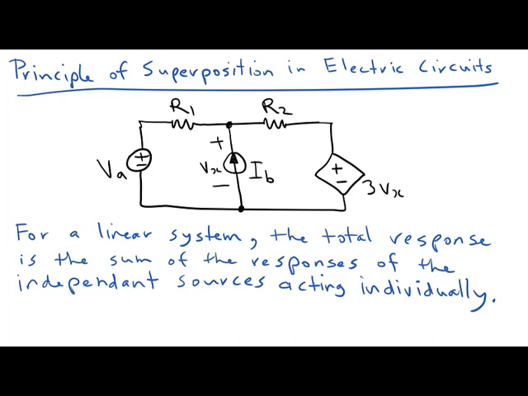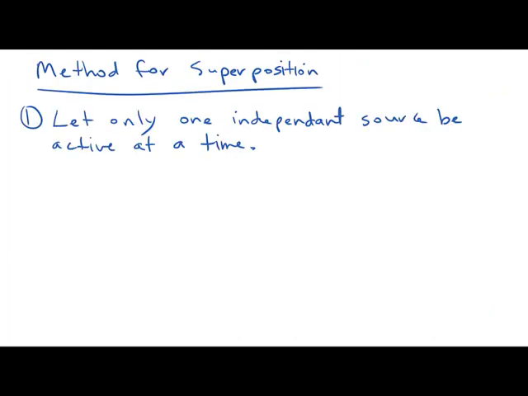So that means we'll only look at the circuit with one independent source active at a time, calculate, say, the response, so let's say the IR1, and then repeat for every other independent source. So I'll go over the steps of the method, and then I will give a simple example to show how it all comes together. So the first step is that we let only one independent source be active at a time, and the important thing is that we're only working with one independent source at a time.